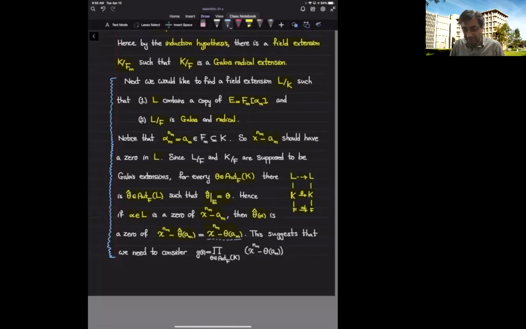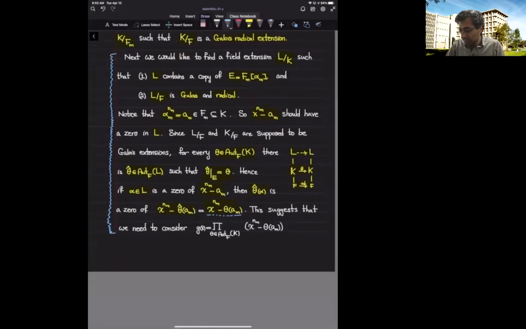So all of a sudden we are saying that I need to consider the polynomial g of x, that's the product of x to the power n sub m minus theta of a sub m, as theta ranges over all the F automorphisms of K, and I need to split this completely into linear factors inside L. That brings us to the polynomial G and the splitting field of this polynomial. We have to decide over what field.